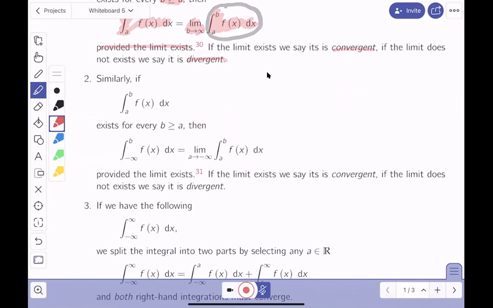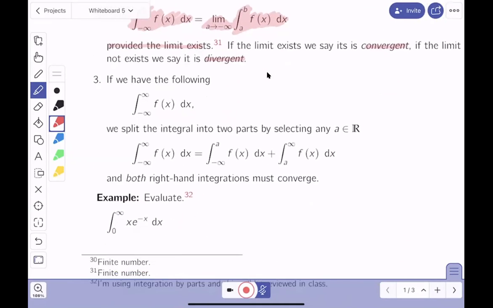Really, it's the same thing. b and a are the limits of integration where b is greater than a, and now we're going towards minus infinity. So what do we do? We rewrite the integral as a limit where a is going towards minus infinity, provided the limit exists. If it exists, we say convergent. If it doesn't exist, we say divergent. And certainly we'll take examples.